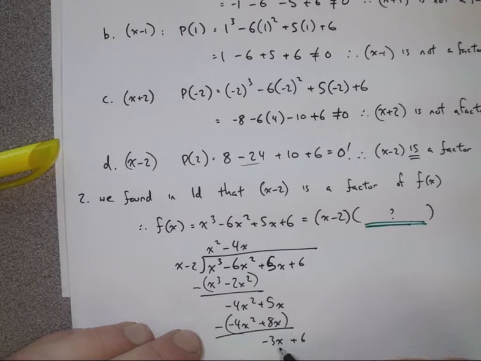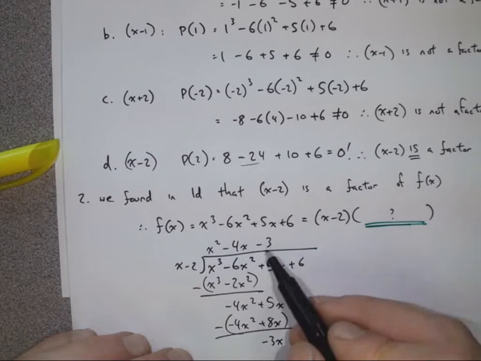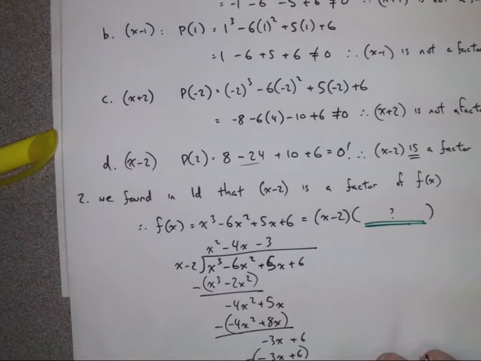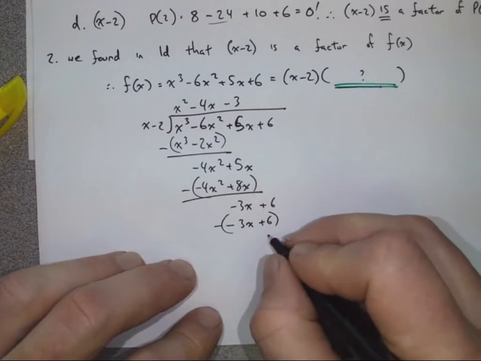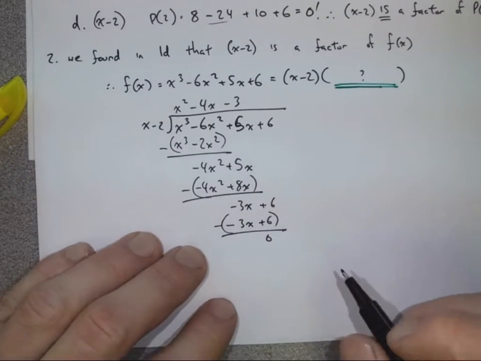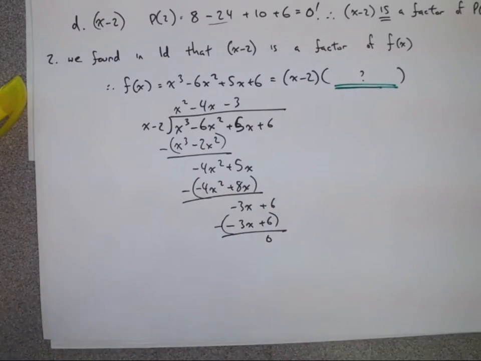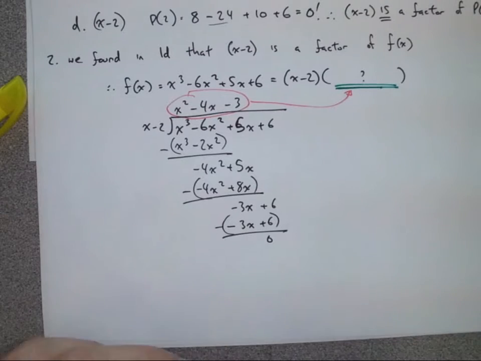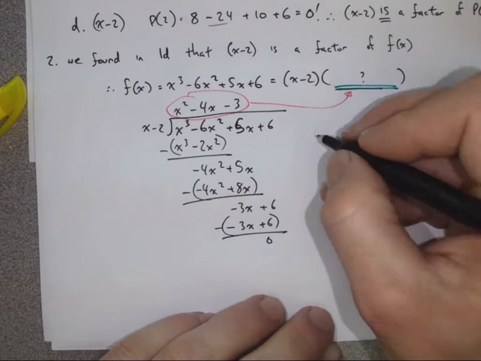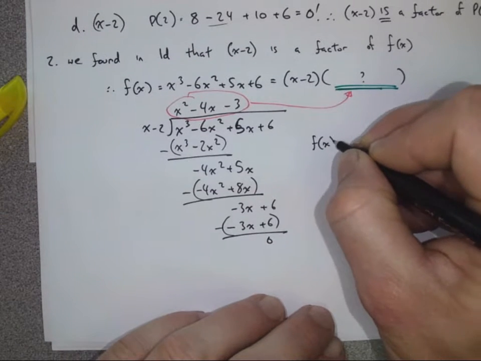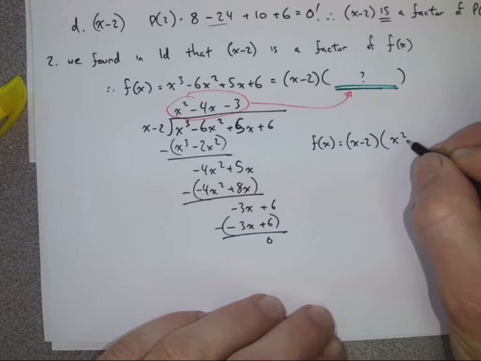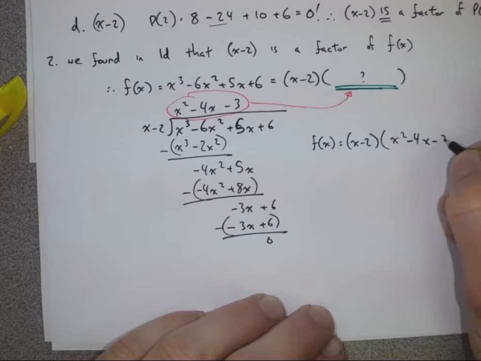So that gives us negative 3x plus 6. And I say, okay, x into negative 3x gives me negative 3. Multiply negative 3 by both of these, I get negative 3x plus 6. And when I subtract them, I'm going off screen there, I end up with 0. So that tells me that this quotient is really this value. In other words, f of x is equal to x minus 2 times x squared minus 4x minus 3.